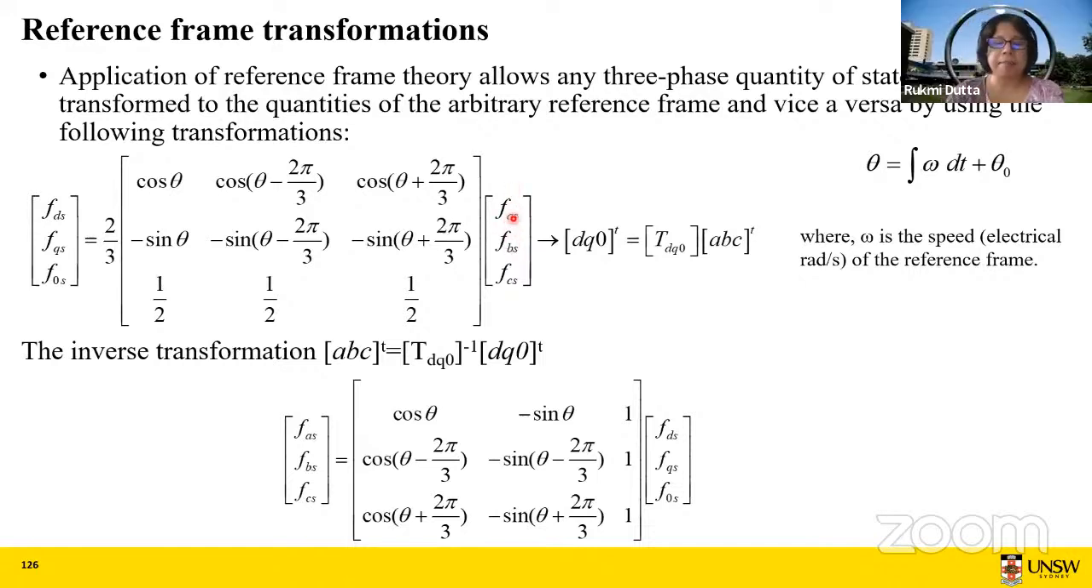So these ABC quantities could be your voltage, it could be your current, it could be your flux linkage, it could be any of the three-phase sinusoidal quantities. You multiply those quantities by this matrix, okay? And as a result, we get a quantity in the d-axis, q-axis, and zero-axis.